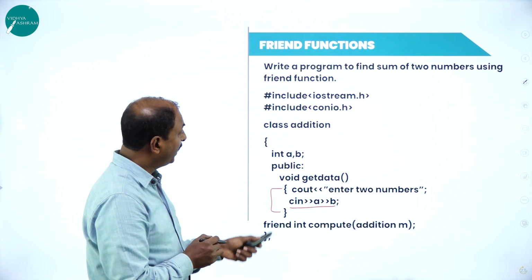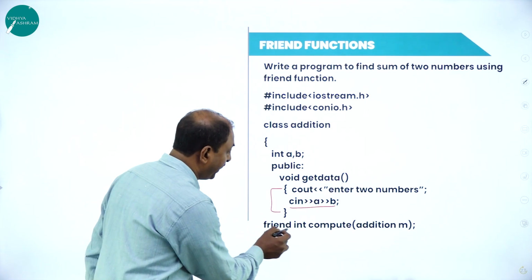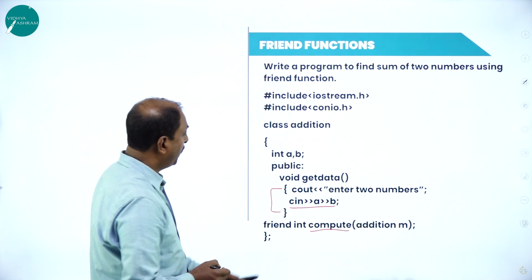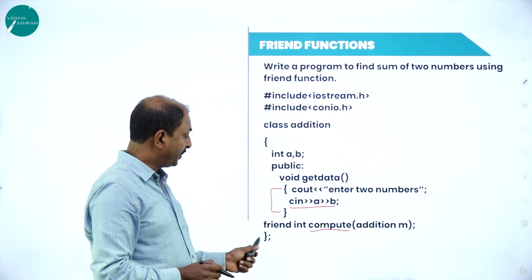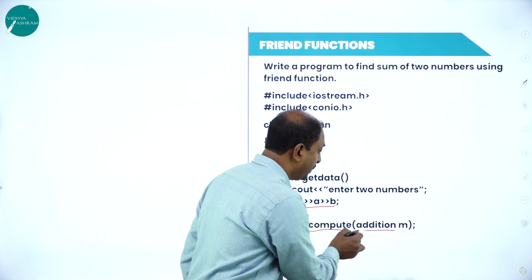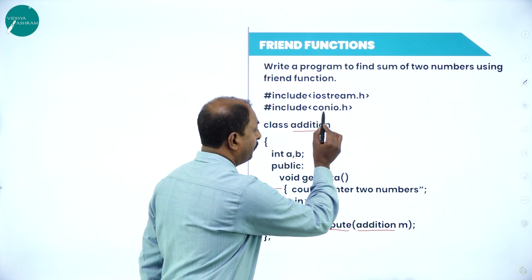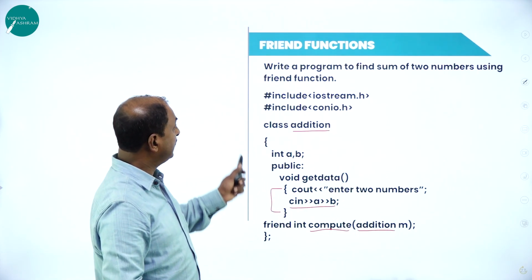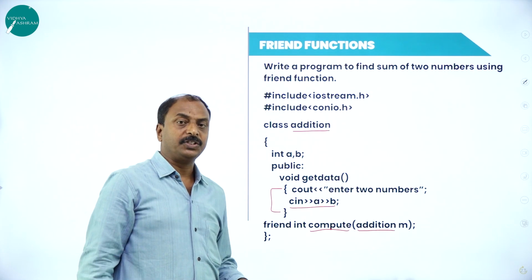Function definition. Next one is friend, so it is a friend function. Name of the function is compute. It has to be declared within the class. And observe the parameters. It will be addition, the name of the class, plus m, the name of an object. So this is the class definition.